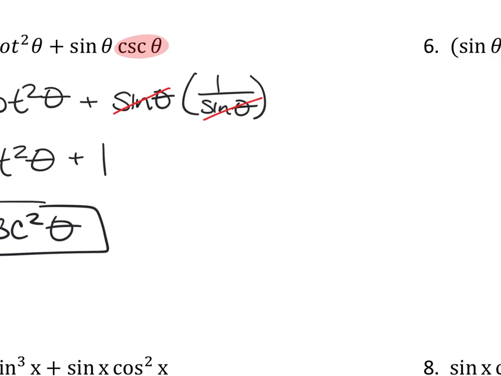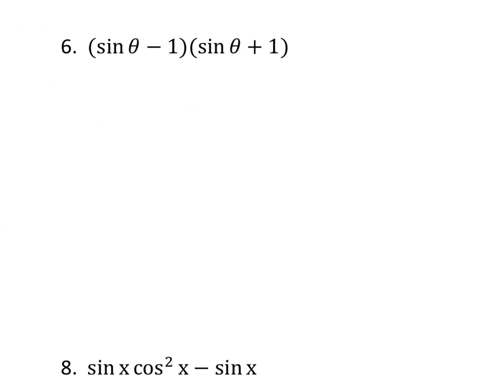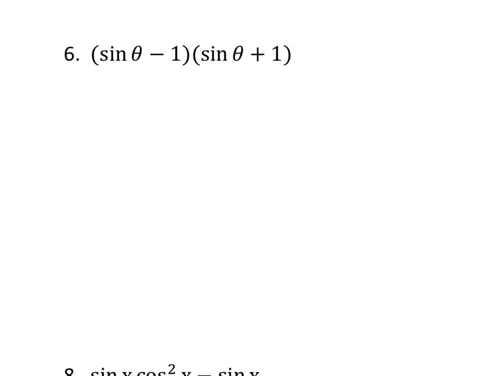Number 6. What kind of problem is number 6 when you first look at it? It's almost Pythagorean identities, but we need squares for them to be that. Isn't this the factored version, difference of two squares? Yes. So if we were to use the difference of two squares to multiply it using that special property, this would just be sine squared of theta minus 1. That's why knowing those special properties cuts out a lot of work here.